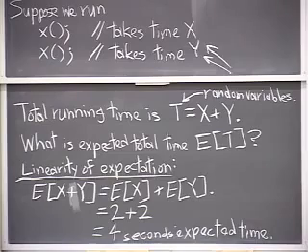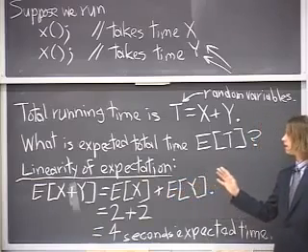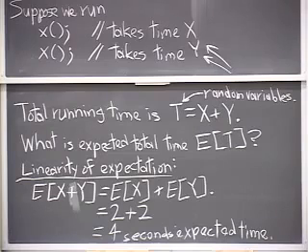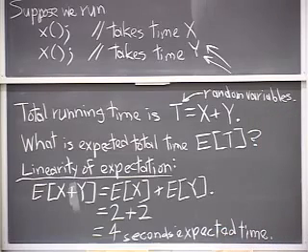And if they're opposite, if Y is always tails when X is heads and Y is always heads when X is tails, then the expected running time is still 4 seconds. But you can't do this with, say, multiplication and still have the right answer. Addition really is special in probability.